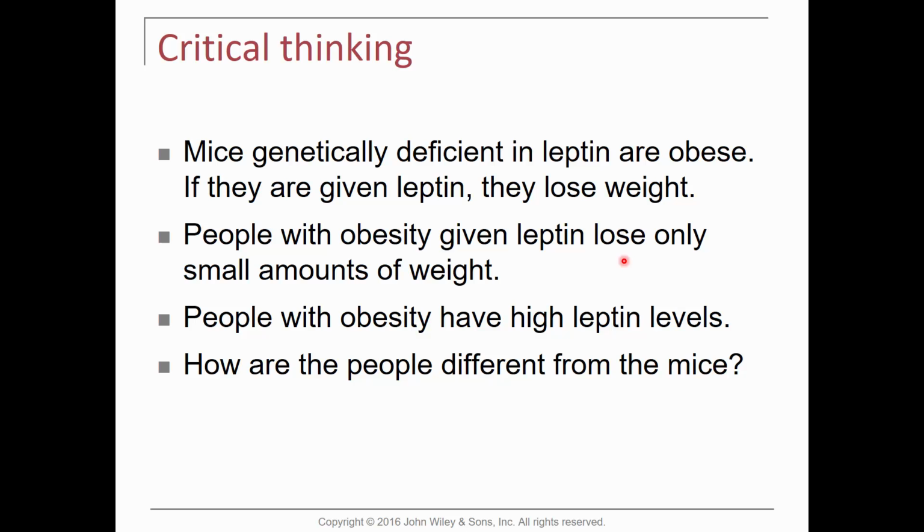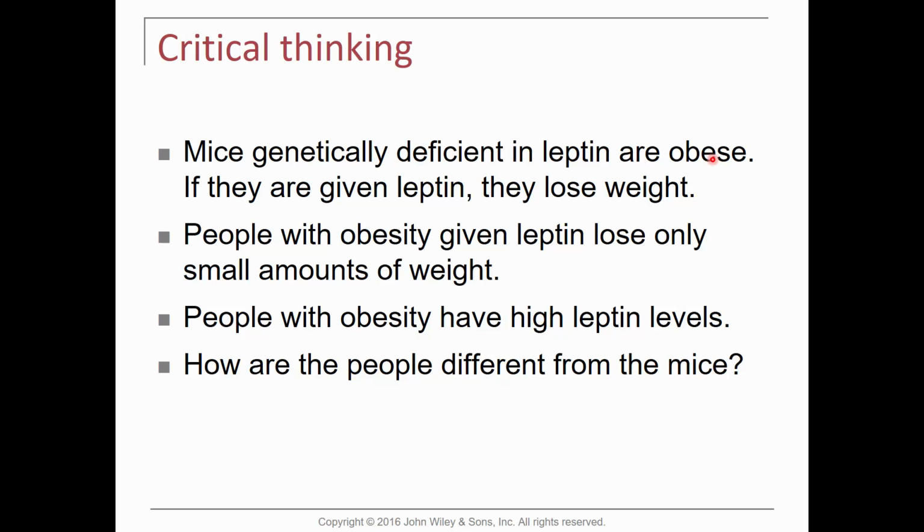So an interesting thing. Some mice were discovered that are genetically deficient in leptin, and they're obese. I mean, they are big, fluffy mice. And if they are given leptin, they lose weight and they become little skinny mice. Well, the scientists who discovered this said, well, we're going to make $1 million and help people lose weight.